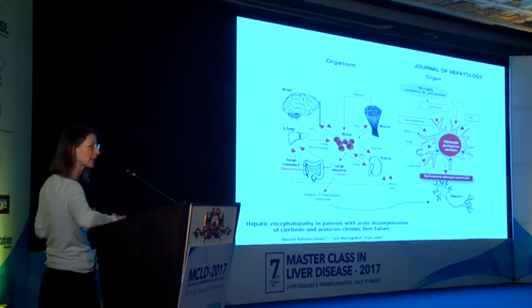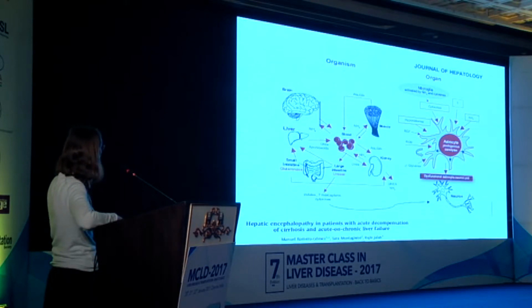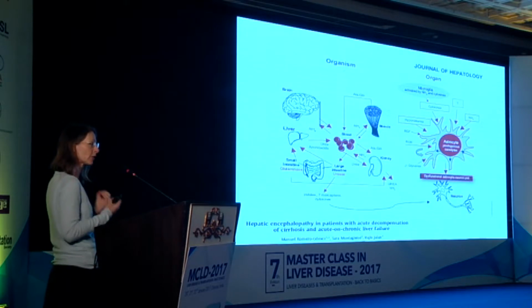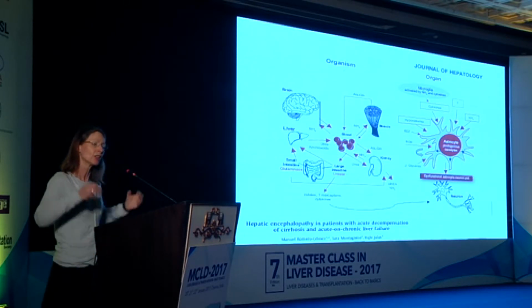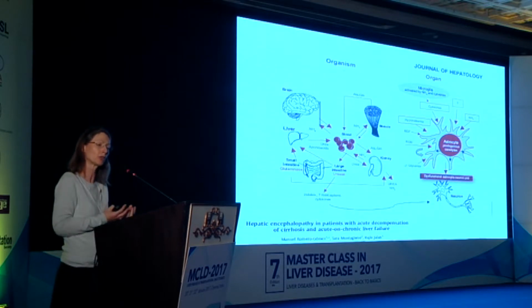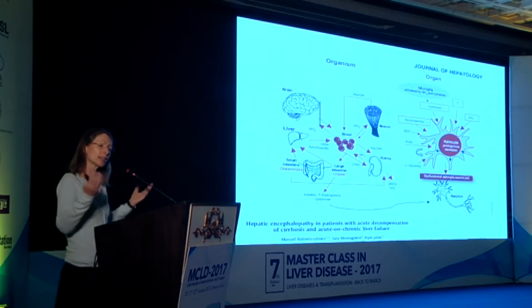This review by my colleague Rajiv Jalan, published earlier last year in the Journal of Hepatology, nicely pulls together the pathophysiology that we should be considering. That close interaction between brain function, liver function, gut function, muscle metabolism of glutamine and ammonia, and importantly also the kidney. So all of these organs that we've been talking about earlier this afternoon come together.